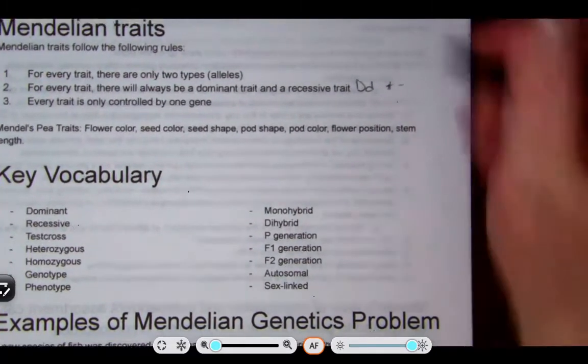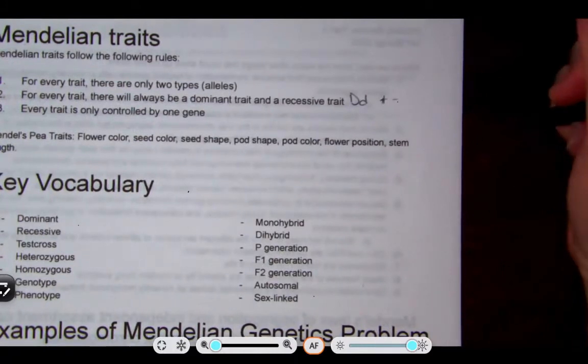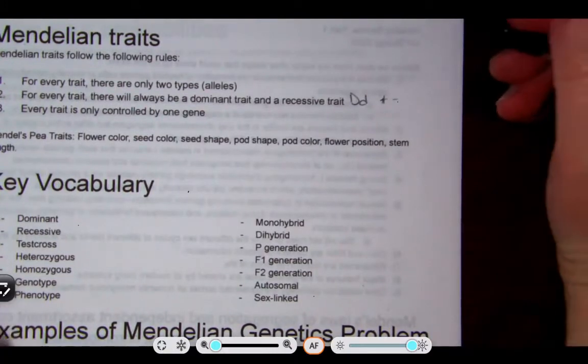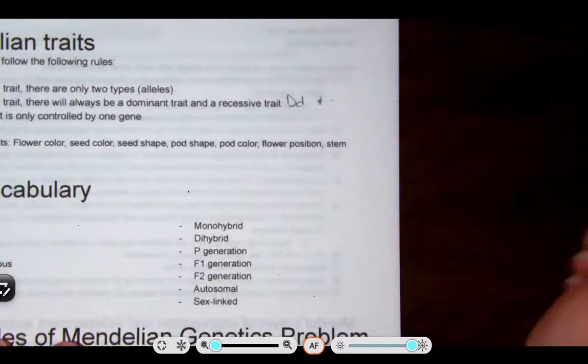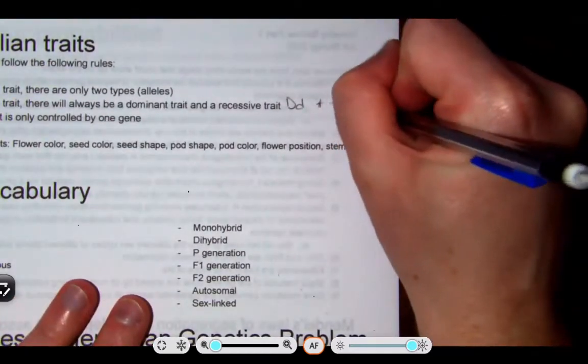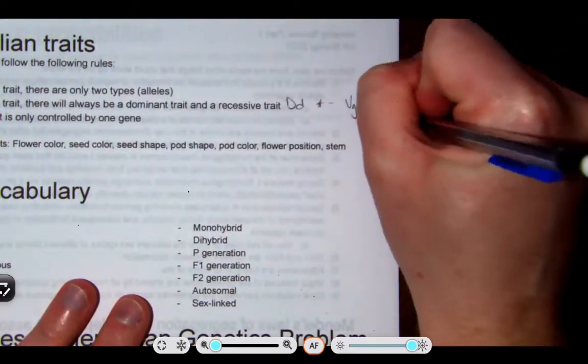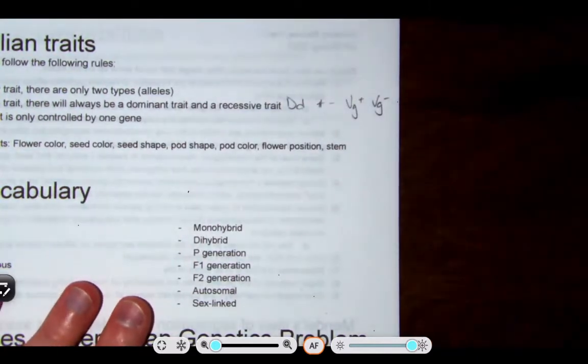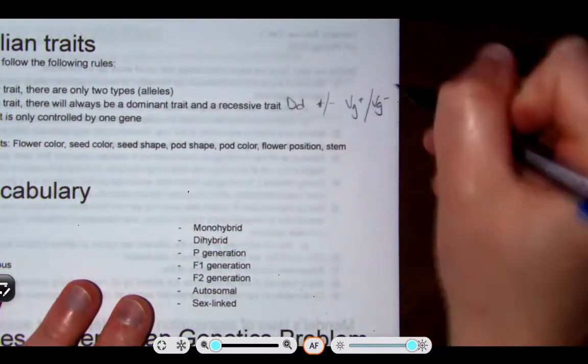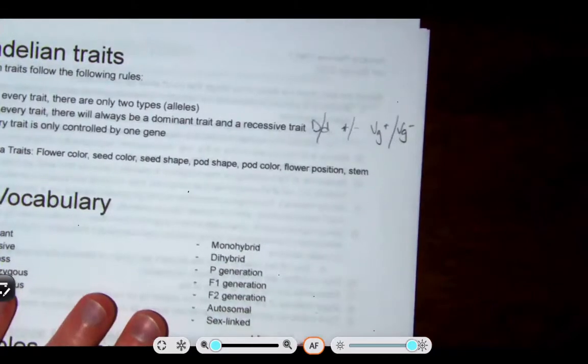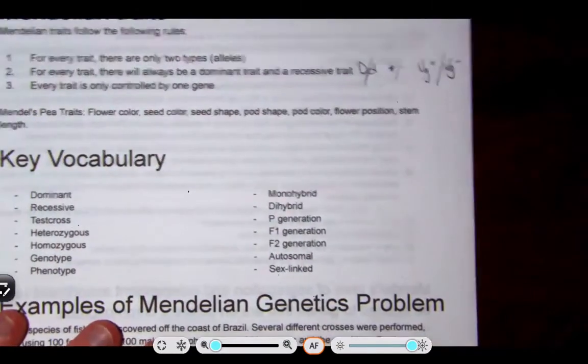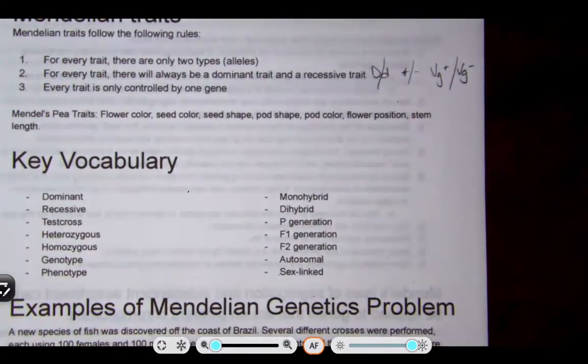Every once in a while, we see really weird genetics problems with fruit flies and stuff like that, where they'll use VG plus and VG minus, okay? So just be aware that any one of these 3 things could be used. And every trait is controlled by only 1 gene, so you can't have more than 1 gene controlling the color of something or anything along those lines.